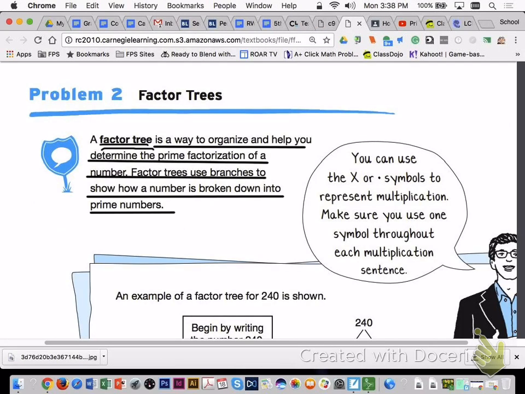Please turn to problem 2 on page 55, factor trees. A factor tree is a way to organize and help you determine the prime factorization of a number. Factor trees use branches to show how a number is broken down into prime numbers. You can use the X or the dot symbols to represent multiplication, but please make sure that you are using one symbol throughout each multiplication sentence.